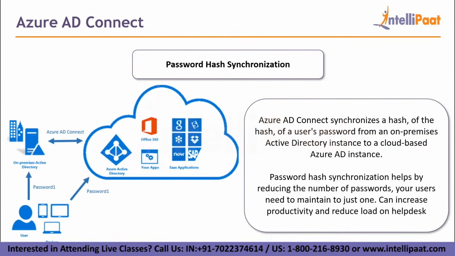Looking at password hash synchronization, Azure AD Connect synchronizes the hash of the user's password from an on-premises Active Directory instance to a cloud-based Azure AD instance. Password hash synchronization helps by reducing the number of passwords your users need to maintain to just one, and can increase productivity and reduce load on the help desk. If you use password hash synchronization, you can log in to the on-premises Active Directory or the Azure Active Directory using just a single password. To do that, you will have to set up password hash synchronization, and that's more than enough.